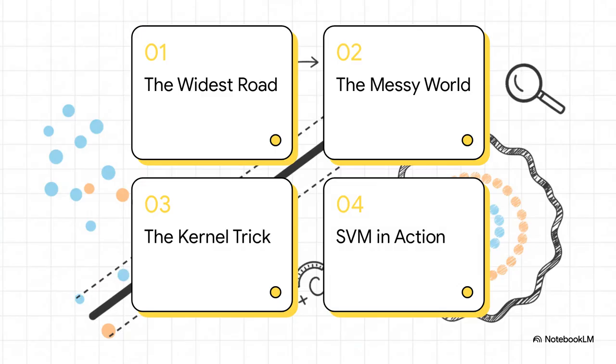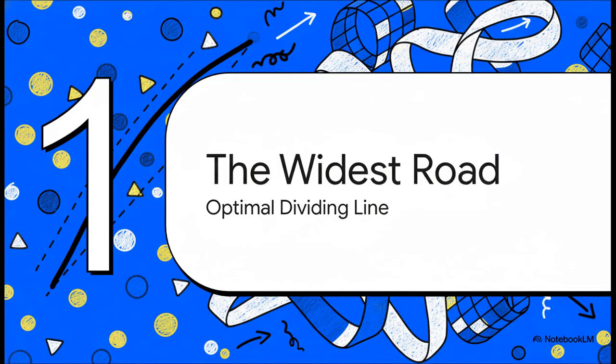So, here's what's on the docket. First, we'll talk about finding the widest road between our data points. Then, we'll figure out how to deal with the real world, when things get messy. After that, we'll pull back the curtain on SVM's secret weapon, the kernel trick. And to wrap it all up, we'll see where this thing actually gets put to work. All right, let's jump right into part one, the widest road.